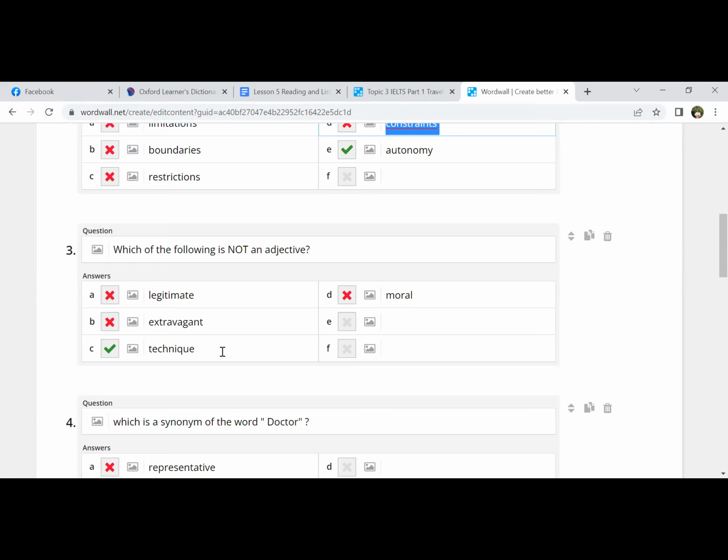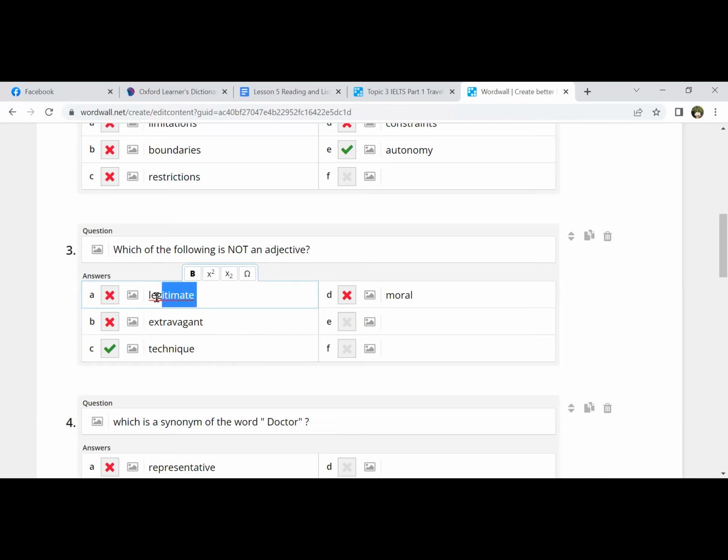The answer is here. Technique is not an adjective, but what does it mean? Technique means like the way to do something. Exactly. The way, the method, like a way, a method, or a practice. It is not related to the word technology at all, everybody. A technique is a specific way of doing something.